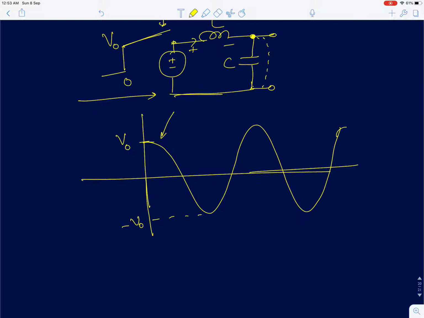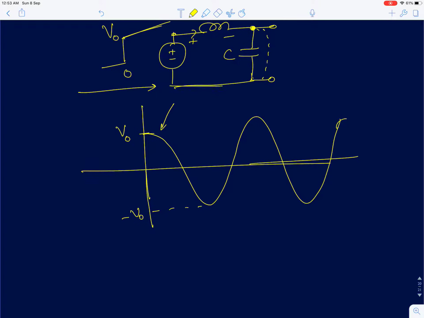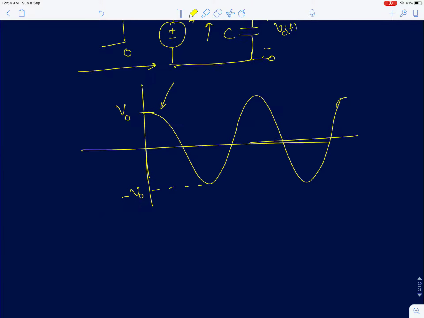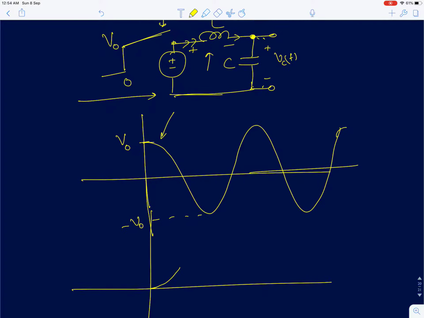And the voltage across the capacitor, on the other hand, because the inductor is going to develop an initial voltage of V0 across it, it's going to build a current. That current is initially going to charge the capacitor. Now the capacitor voltage Vc of t is going to start from 0 and it's going to rise. Now until when will it keep rising? It will keep rising till the voltage across the inductor is 0, or as long as the current is flowing into the capacitor, the voltage will keep on rising.